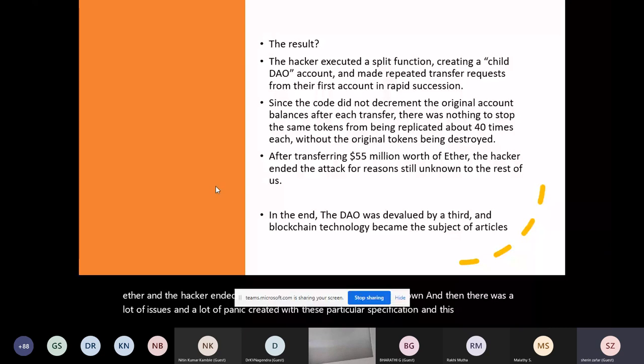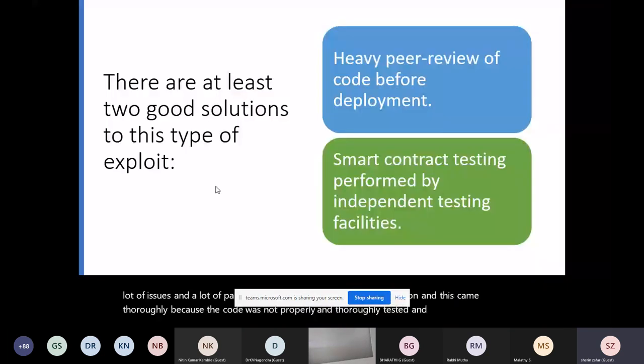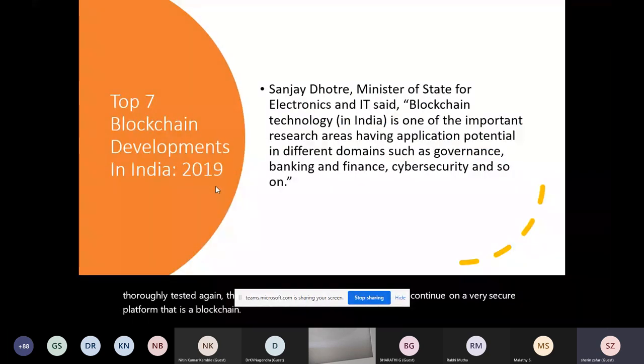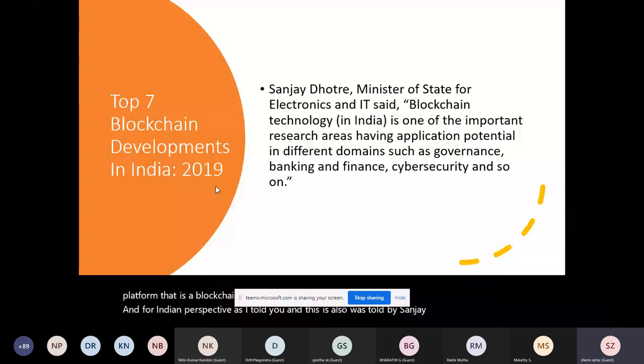And the best solutions coming from these issues are getting a very strict peer review of the code before deployment, and smart contract testing. These two are very, very important: if the code is not thoroughly reviewed and the smart contracts are not thoroughly tested, again these types of hackers and attacks will continue on a very secure platform, that is, a blockchain. And from the Indian perspective, as I told you, this was also stated by Sanjay Dhotre, the Minister of State for Electronics and IT, who said that blockchain is one of the most important research areas, because, talking about banking, finance, and cybersecurity, blockchain is paving its way.